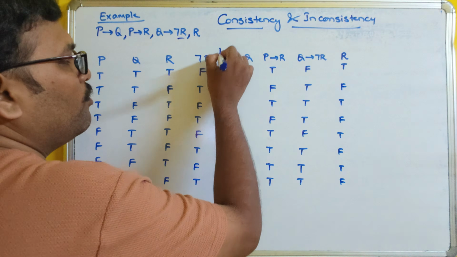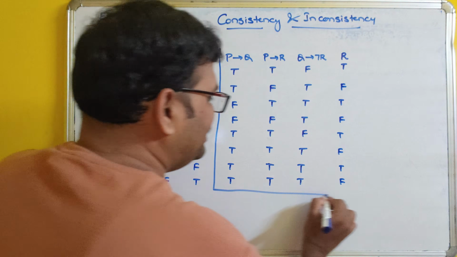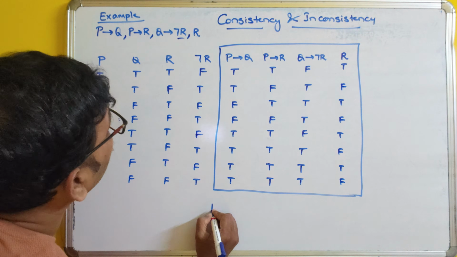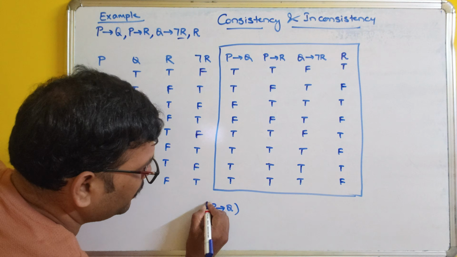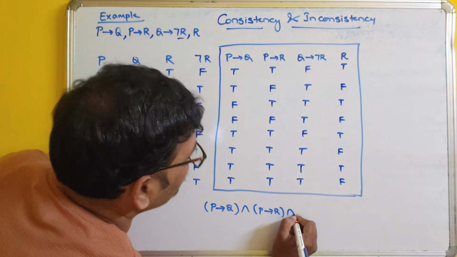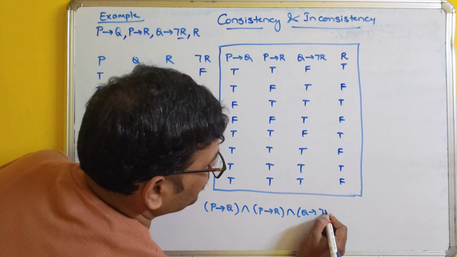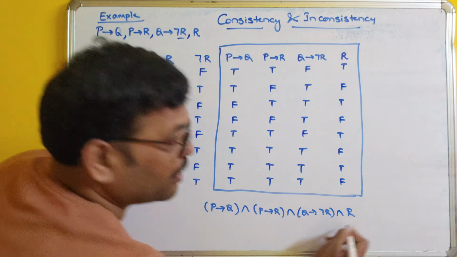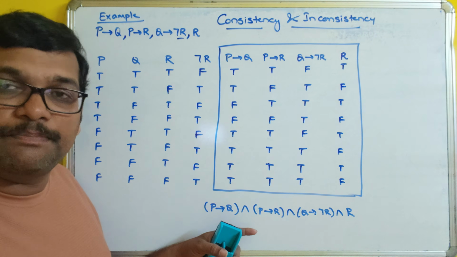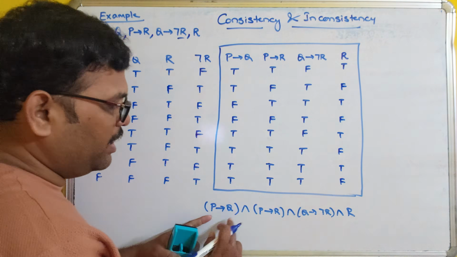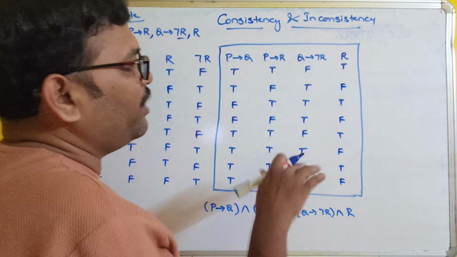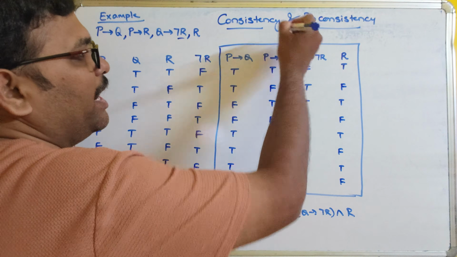Yes. Now you have to apply the conjunction between all these premises. So we have to find the truth table for this particular formula: P implies Q, conjunction P implies R, conjunction Q implies negation R, conjunction R. All these things are here itself. So we have to apply the conjunction and.